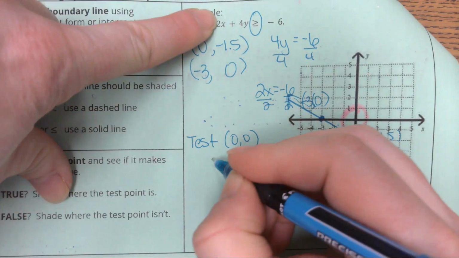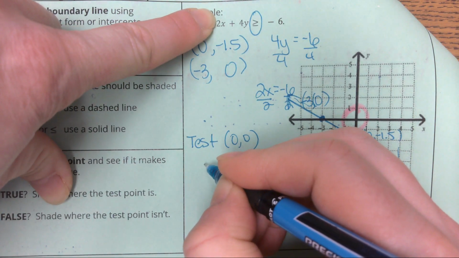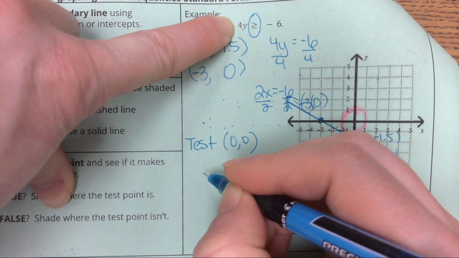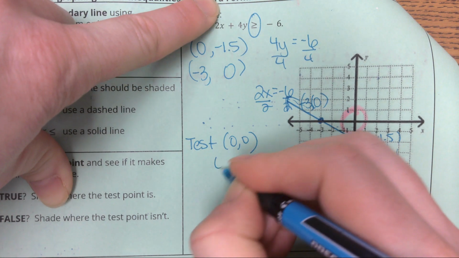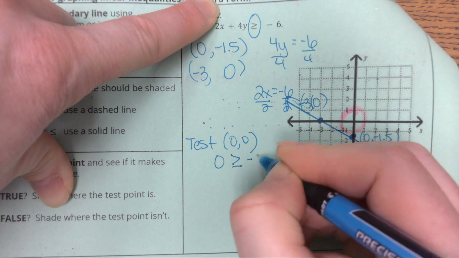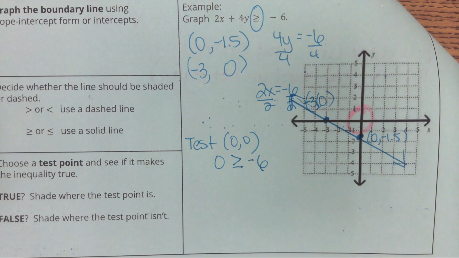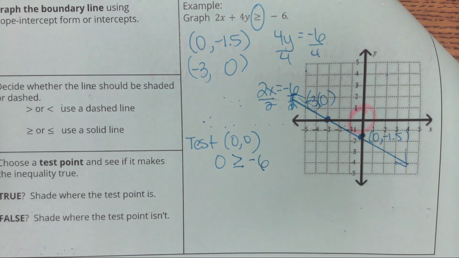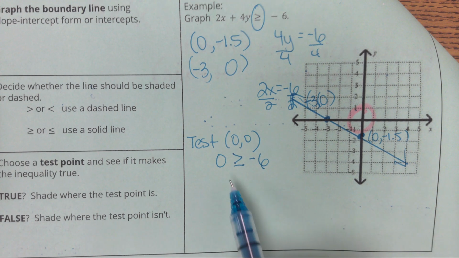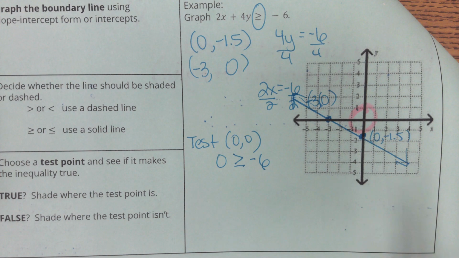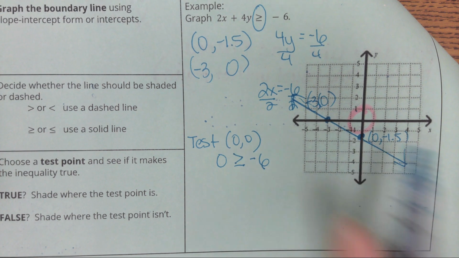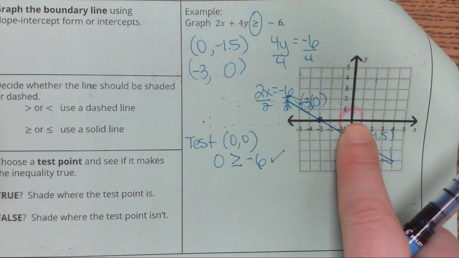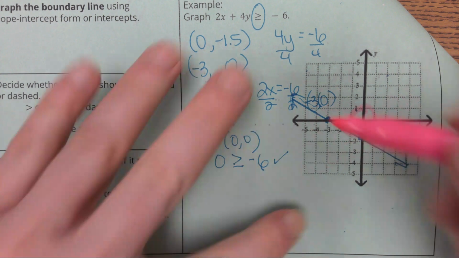Two times 0 is 0. 4 times 0 is 0. Is 0 greater than or equal to -6? It is. If it were positive 6, it isn't, but 0 is greater than -6. That means 0, 0 is a solution. I'm going to shade on the side that 0, 0 lies, so up here.